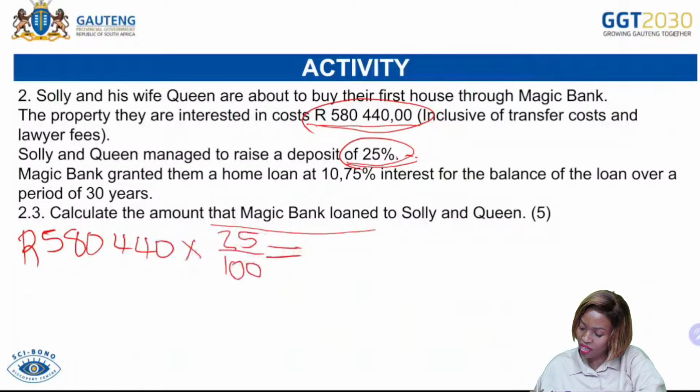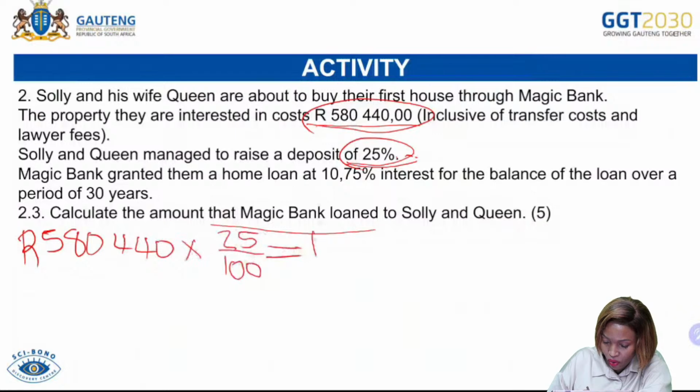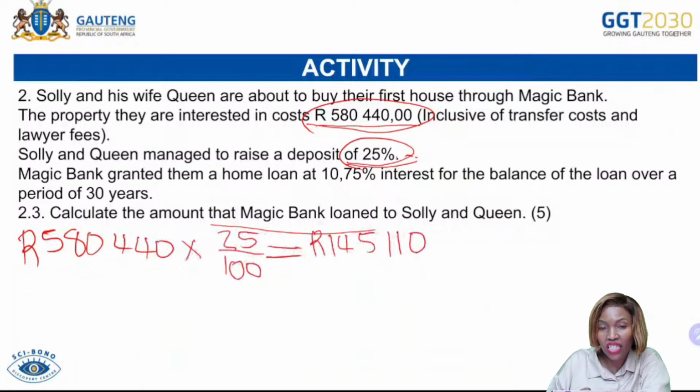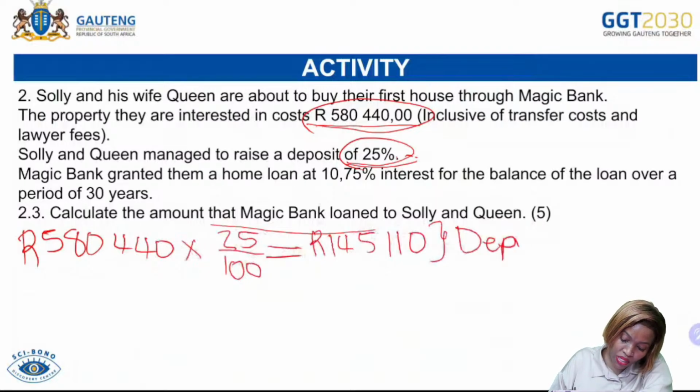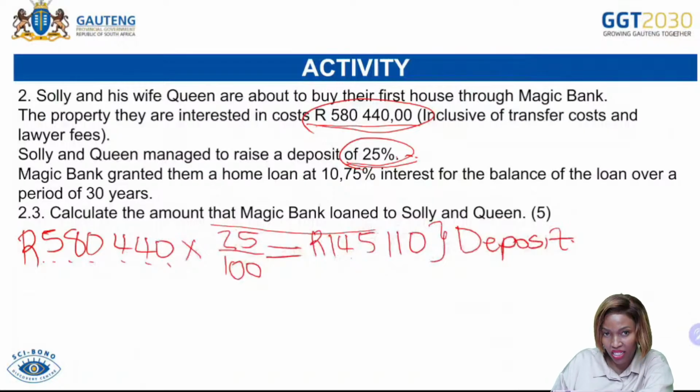Then we take out our calculators. We say 580,440. We multiply that by 25%. We've got 145,110 rands. So what is this? This is the deposit that they were able to raise. So it means they did not take this entire amount from the bank. They paid this one from their pocket. So how much money did they take from the bank?